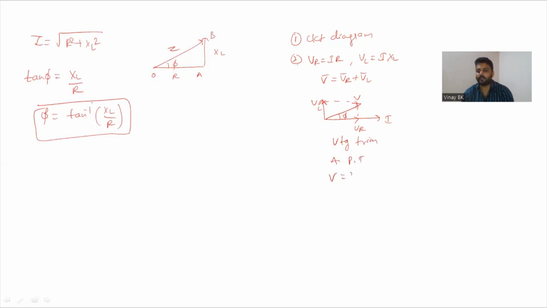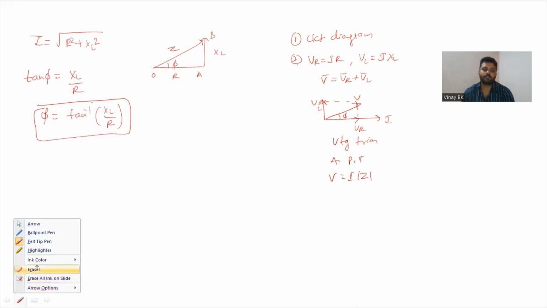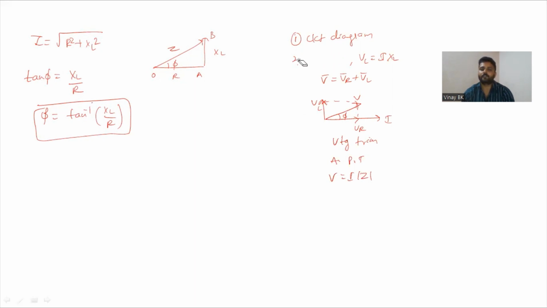Then you can get V equals I into Z, whereas Z equals square root of R square plus XL square. To get the phase angle, you write the impedance triangle, and with the help of that, you define tan phi. You can get phi, that is the phase difference, which is nothing but tan inverse of XL divided by R. So these are the steps: first to get the phasor, the phase angle, and also the impedance.